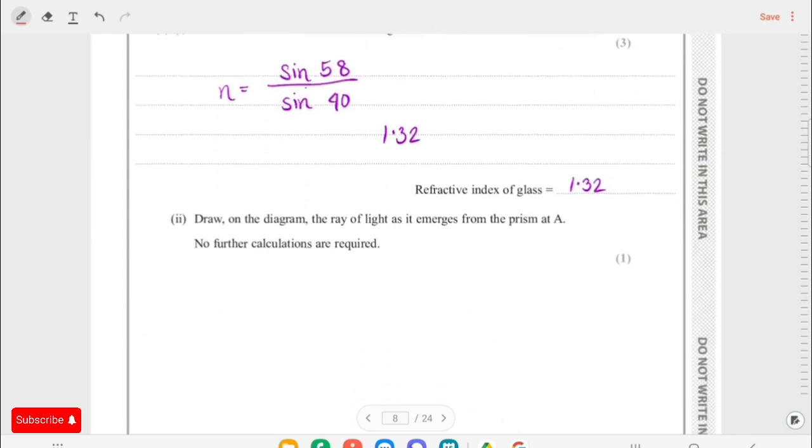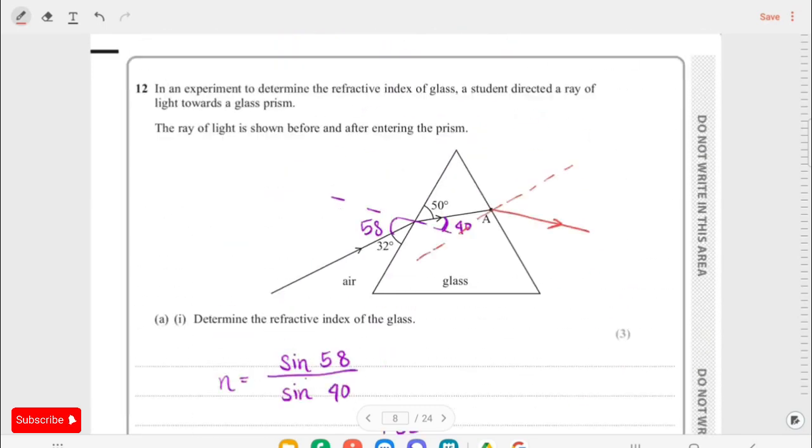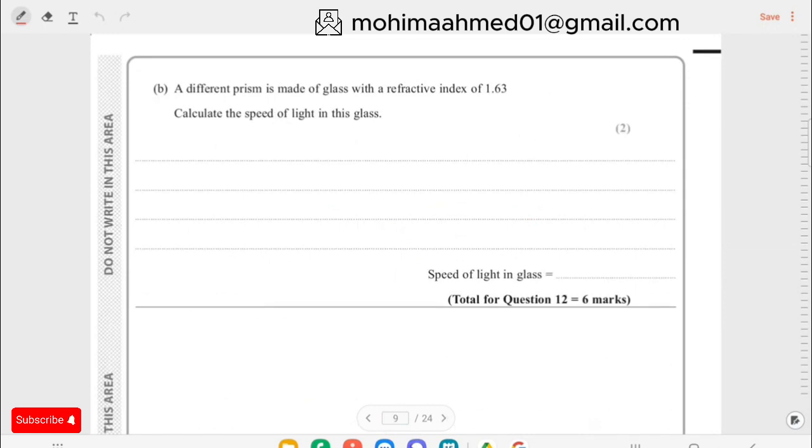Okay, so we'll move to question part B, I guess. A different prism is made of glass with a refractive index of 1.63. Calculate the speed of light in this glass. Okay, so we can use the second equation for the refractive index concept, which was refractive index equals to speed of light in air divided by the speed of light in this new glass medium, right?